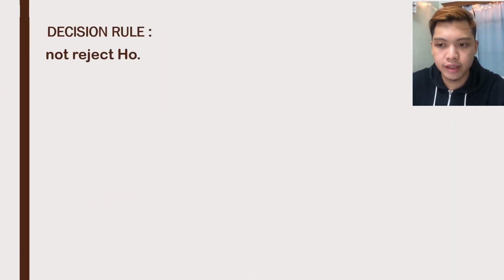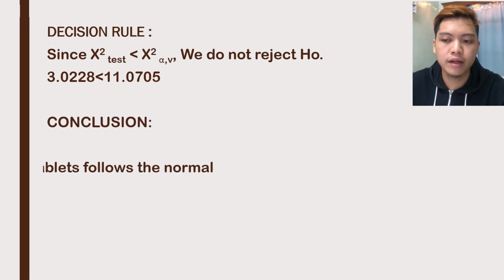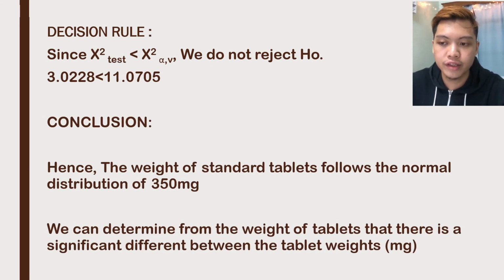And the decision rule is, since x-squared test is smaller than x-squared alpha v, we do not reject H0, since 3.0228 is smaller than 11.0705.